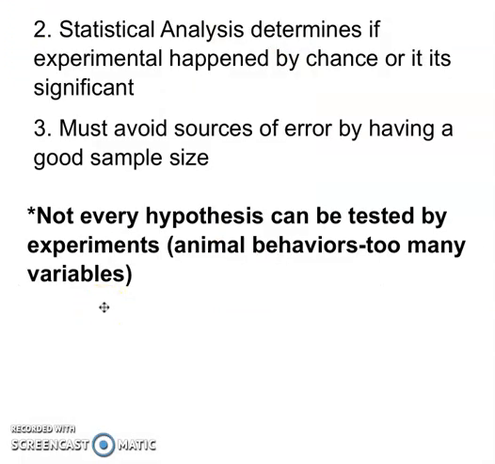So the reason why we want to lean towards more quantitative data is so we can do statistical analysis. And statistical analysis can tell us if our data is significant or not significant. It means it tells us if it happened by chance or if you're really onto something here, that there's a pattern or a trend that needs to be examined. We also need to try to avoid sources of error by having a good sample size. So you just can't do an experiment once with just one plant. If we use plants, you'd want to have multiple plants and you want to do multiple trials.